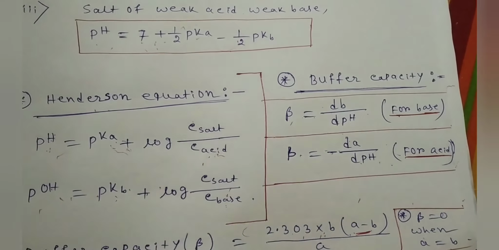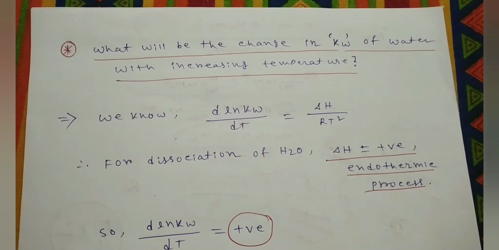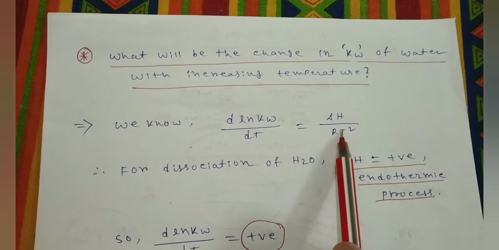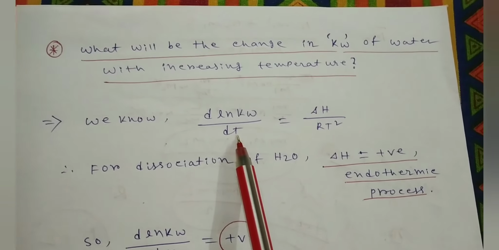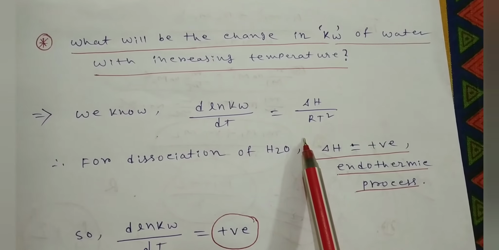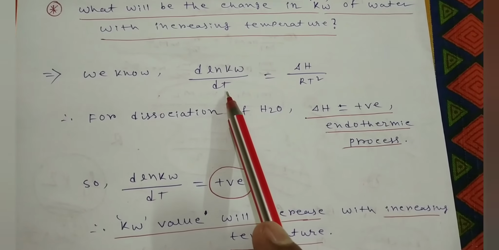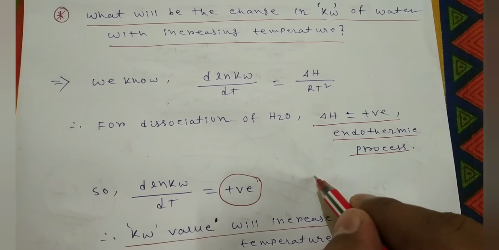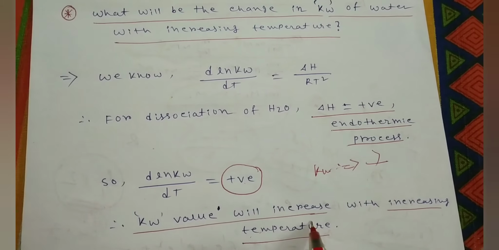And the next important thing is, so here the next question is, what will be the change in Kw of water with increasing temperature? So we all know the Van 't Hoff equation, dln K by dT equal to delta H by RT square. So here in this case we take the ionic product of water, dln Kw by dT equal to delta H by RT square. So we all know that for dissociation of water the value of delta H is positive because it is an endothermic process. So when we put the positive value of delta H, we get dln Kw by dT equal to positive. So from this equation we can say that the Kw value increases. Okay, so Kw value will increase with increasing temperature.